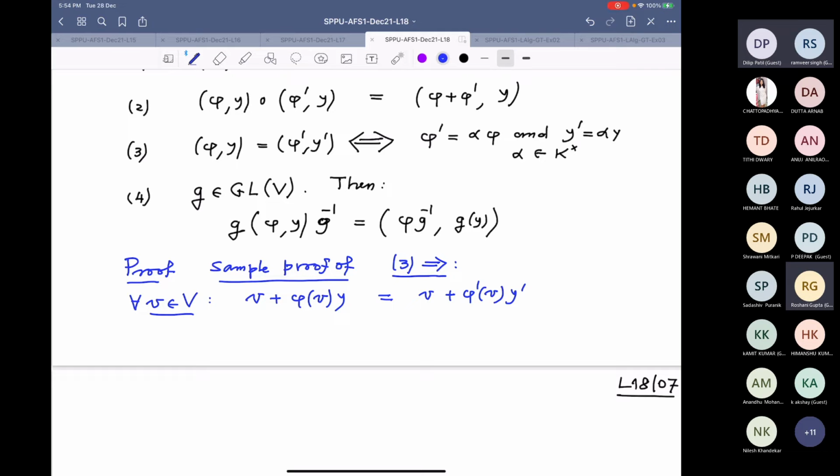All right, so that is given to us for every V. So that means I can cancel V. We are in an additive group, so I will cancel this. So I have given this equality.